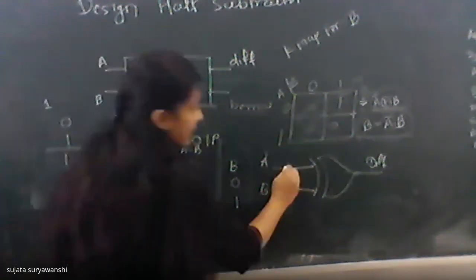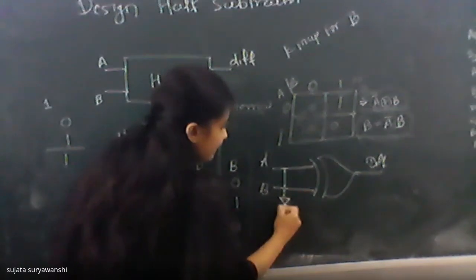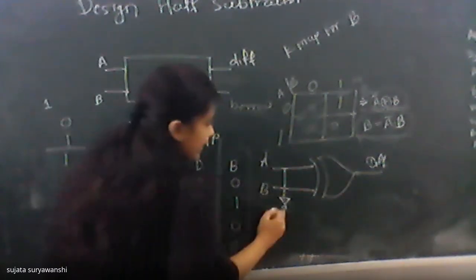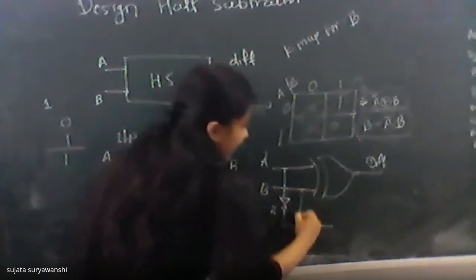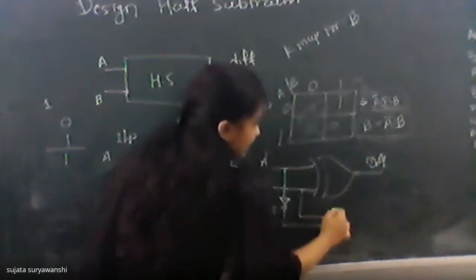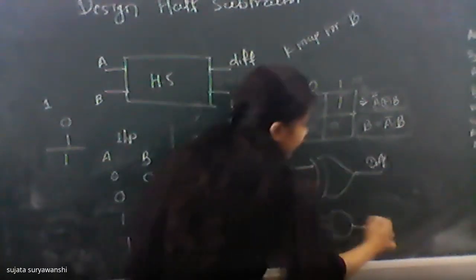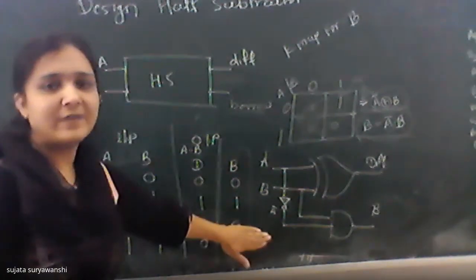So take one line from this A, but you have to use the complement. So use a NOT gate here. Connect the NOT gate to the input A. You get A complement. Take this A complement and take another input, that is B, because A complement into B, into means AND gate. And this is your final borrow of the circuit. Okay, this is the logic diagram of the half subtractor.